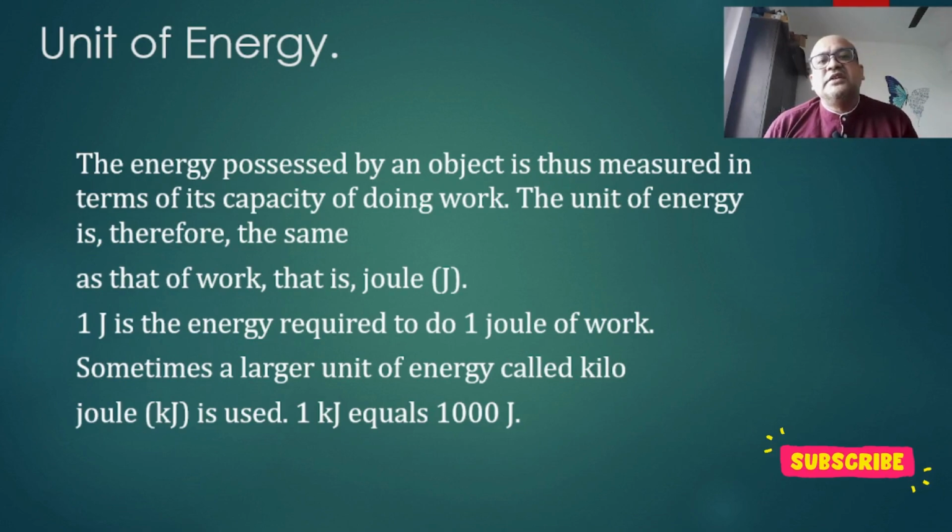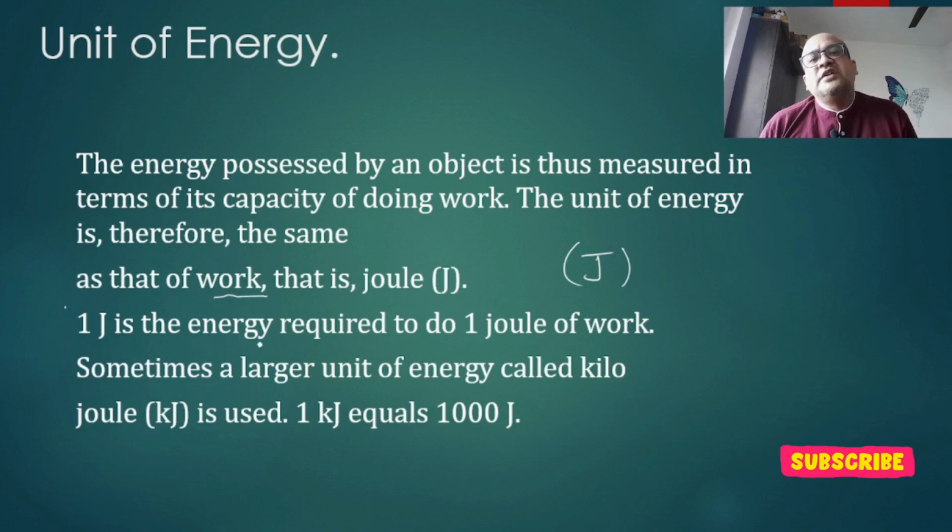So what we see is that the energy possessed by an object is measured in terms of its capacity of doing work, right? The unit of energy is therefore the same as that of work. Okay, what was it for work? It was joule, right? So the unit of energy is the same, and we have already defined joule.